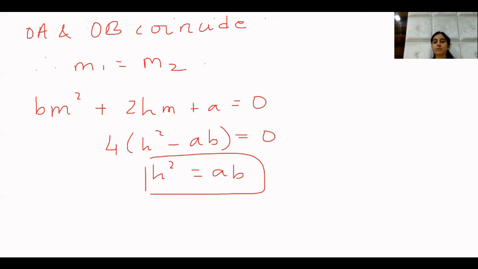When are the lines perpendicular? When a plus b is 0. So these two conditions are required before we begin with the next exercise. Let's go on to exercise 4.2 now.